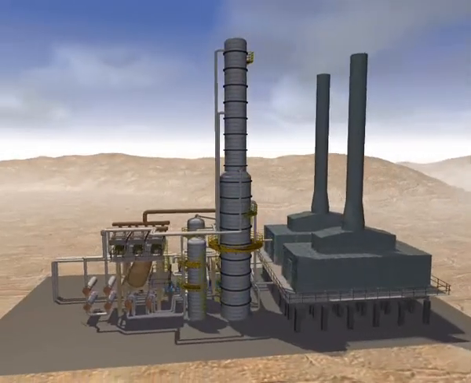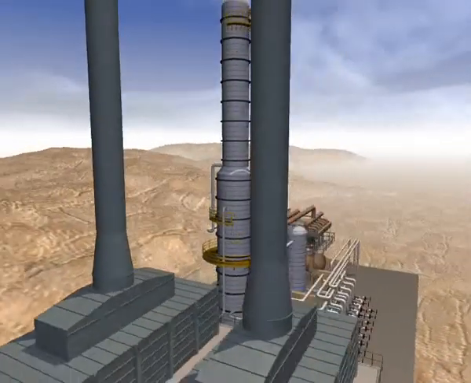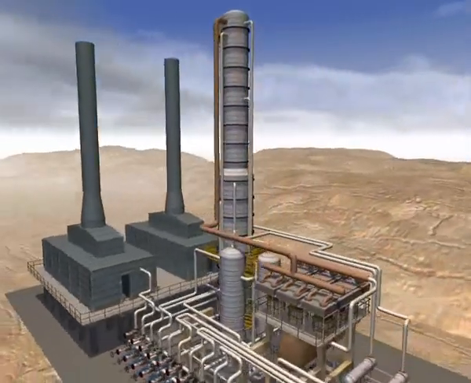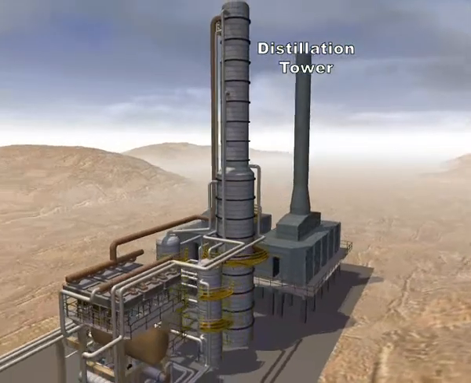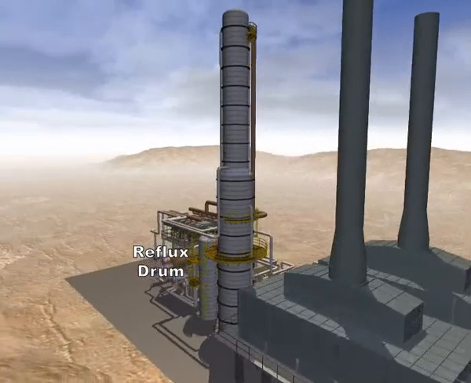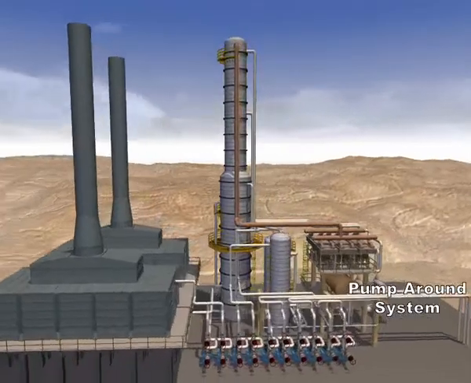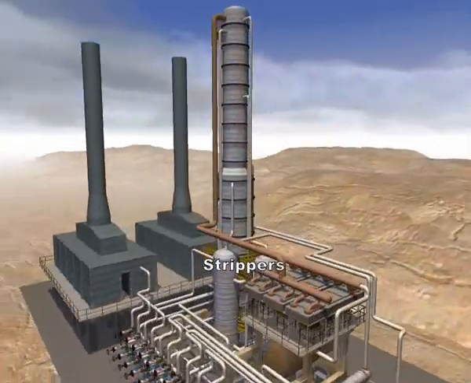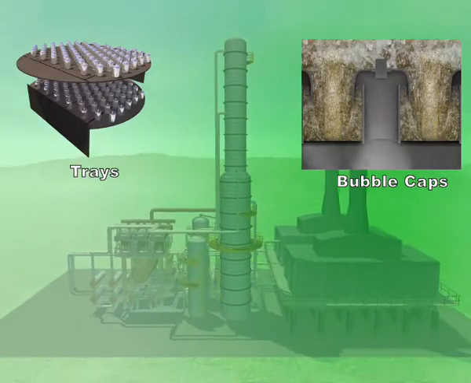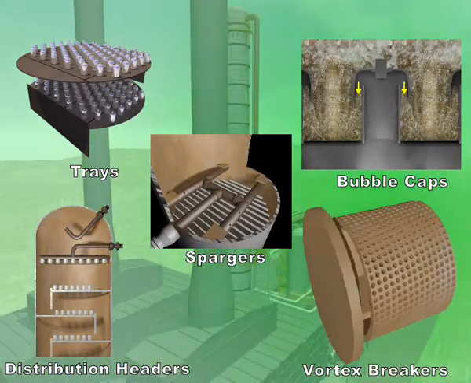This concludes fundamentals of distillation operation. In summary, we've discussed the common components of a fractionation plant. These include the distillation tower, reboiler, overhead condenser, reflux drum, intermediate reflux or pump around system, and strippers to service side draws. We looked at various internals like the trays, bubble caps, spargers, distribution headers, and vortex breakers.